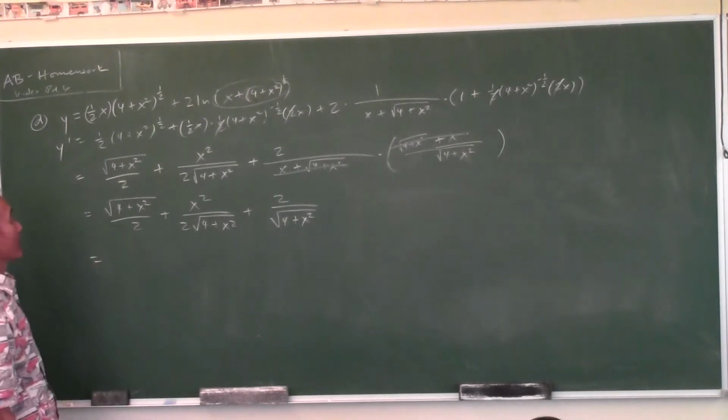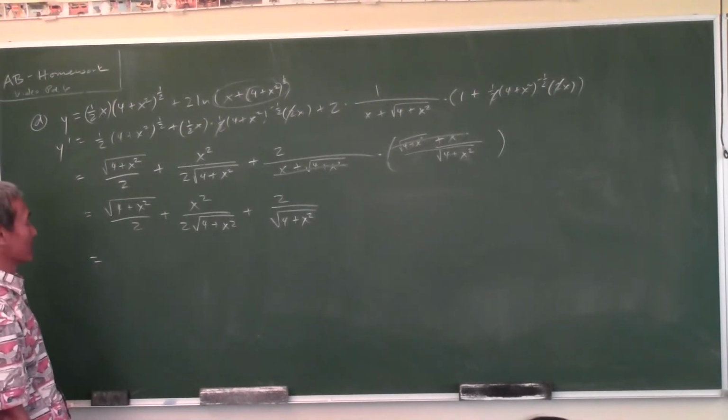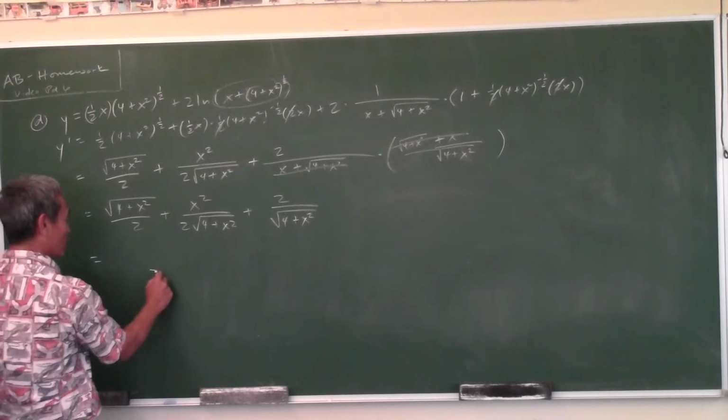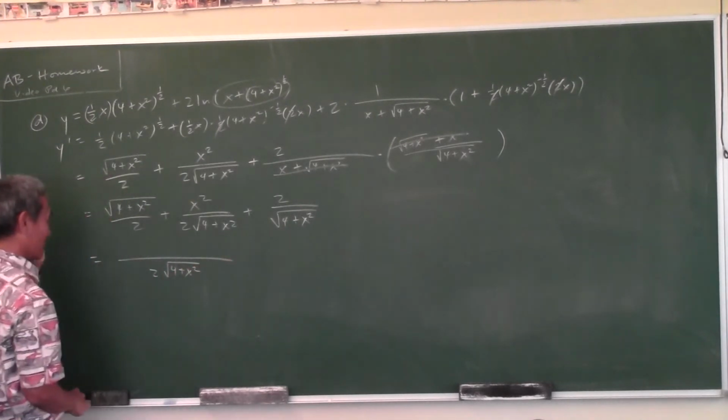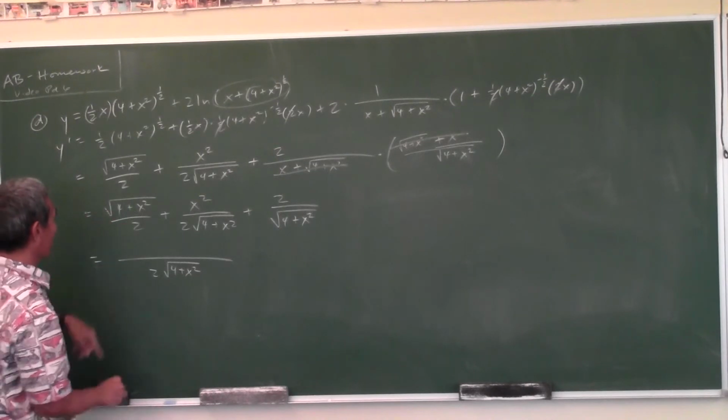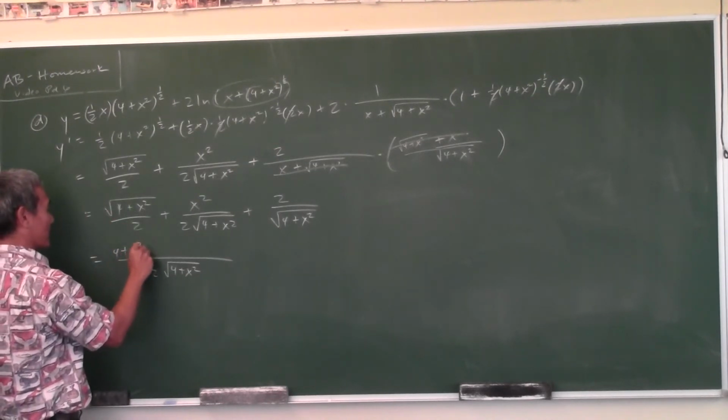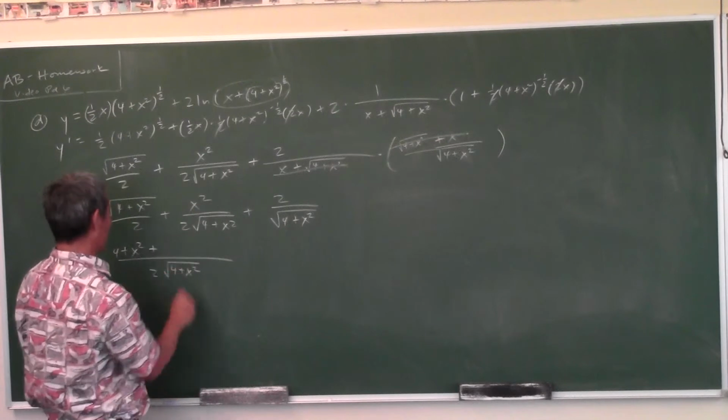Okay, look at these 3 fractions. What is the least common denominator of these 3 fractions? 2 root 4 plus x squared. Okay, what goes on the top? Well, this one you gotta multiply top and bottom by root 4 plus x squared, so you're gonna get 4 plus x squared. This one is already done, so just leave it.